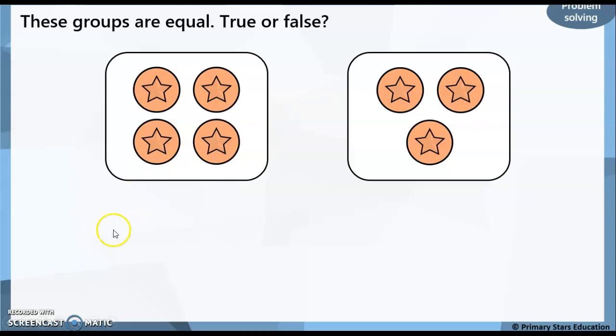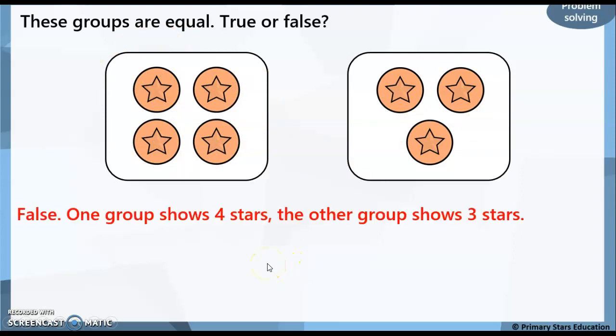This question, these groups are equal. True or false? Looking at them, there are 4 coins here, 3 coins here, so they are unequal. It's false. One group shows 4 stars, the other group shows 3 stars.